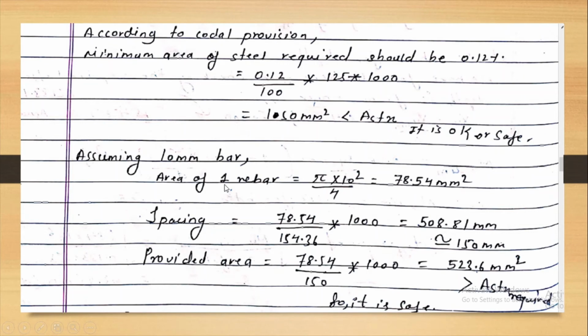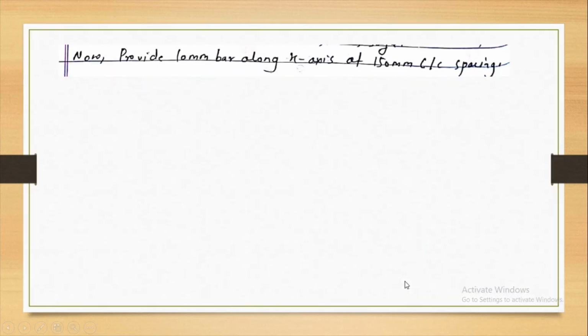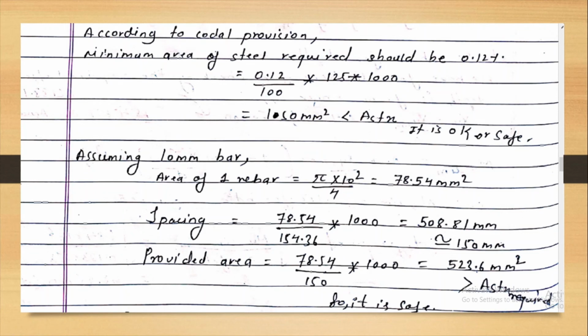Now I'm using a 10 mm bar. For a 10 mm bar, the area of an individual bar is pi d squared by 4, which is 78.54 mm squared. Spacing is the ratio of the area of one bar divided by the area required, times 1000 mm, since we're checking for 1 meter. We get 508.81 mm, but I'm adopting 150 mm. Now I have to recalculate the provided area, since I've adopted a spacing of 150 mm. I simply replace the spacing value and get 523.6 mm squared, which is greater than Ast required, so it is safe. Provide 10 mm bars along the x-axis at 150 mm center to center spacing. This is just for the short span. We will calculate for the longer span in our next video.